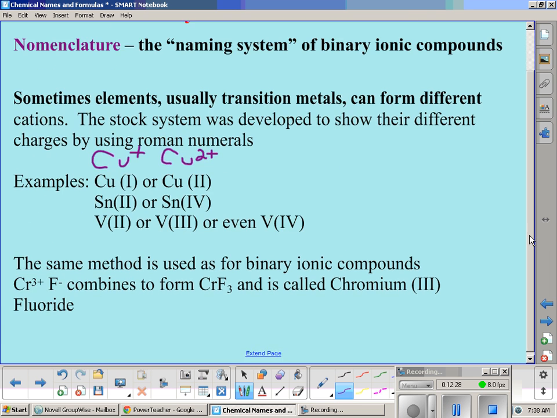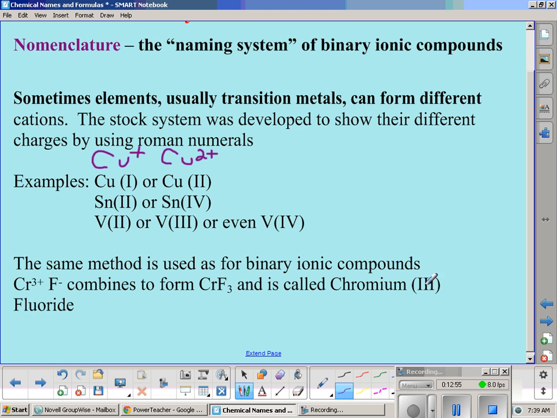Okay, the same method is used for binary ionic compounds. Chromium, again a transition metal, and fluorine combine to form chromium fluoride. But we can't call it just chromium fluoride, because if I wrote it without the Roman numeral, I could not go from this name back to the formula because I wouldn't know the charge on the chromium.